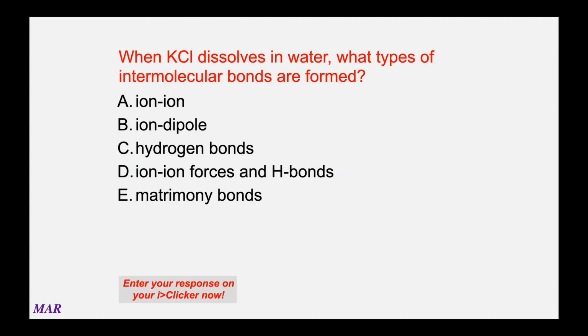When potassium chloride dissolves in water, what types of intermolecular bonds are formed? And there's all different kinds of them listed there. I will let you know that answer E is not correct.